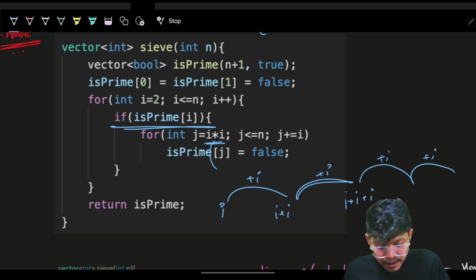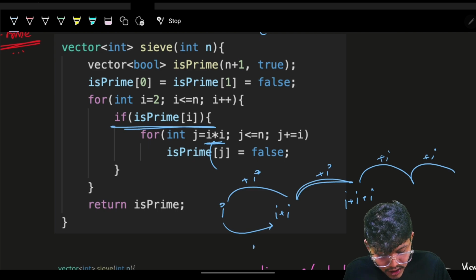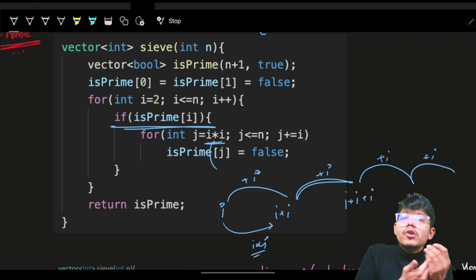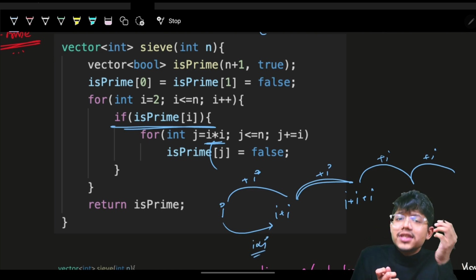But I'm saying that in the very beginning, rather than doing a plus i jump, you directly go and reach i into i. That can be your starting point. That is a small improvisation which you can have.